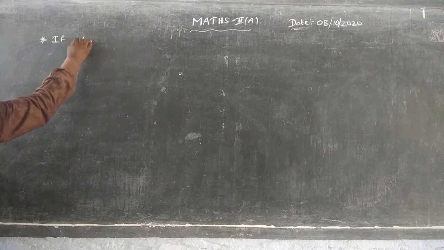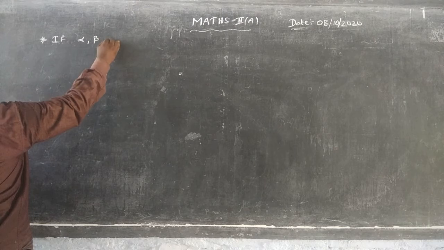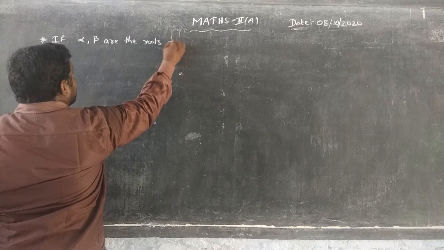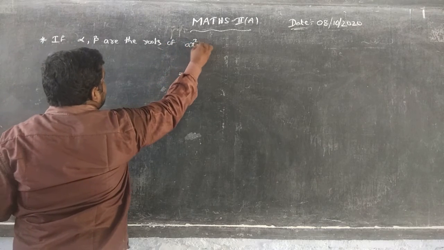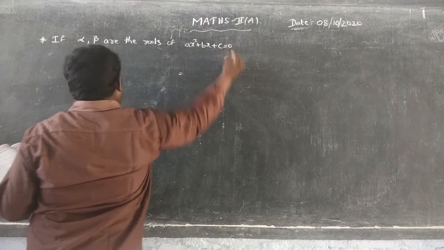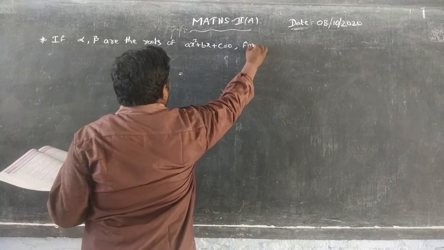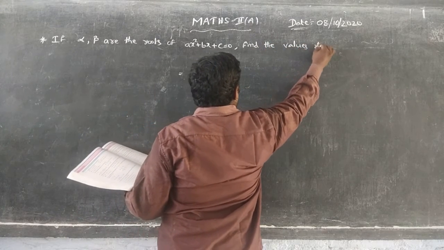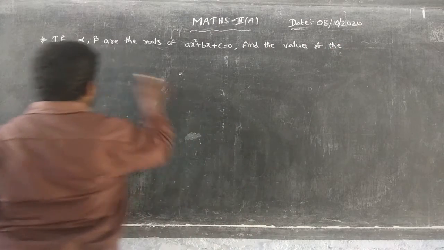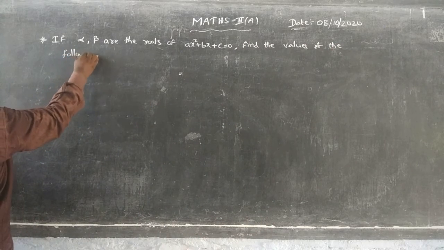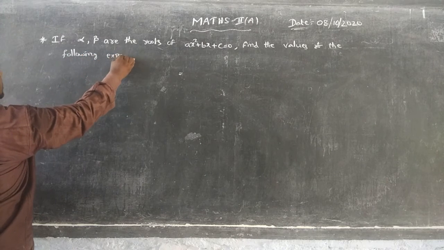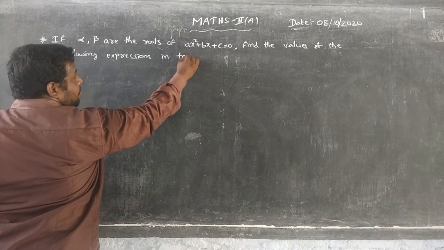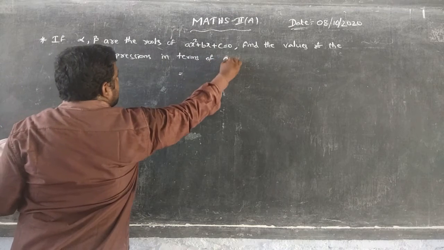If alpha, beta are the roots of ax square plus bx plus c is equal to 0, find the values of the following expressions in terms of a, b, c.